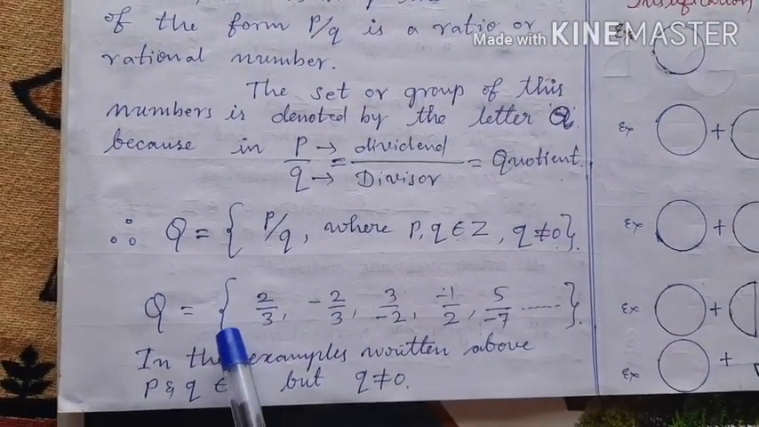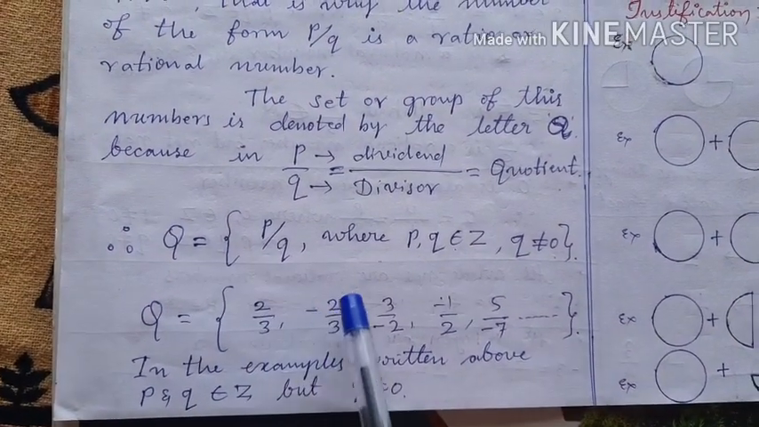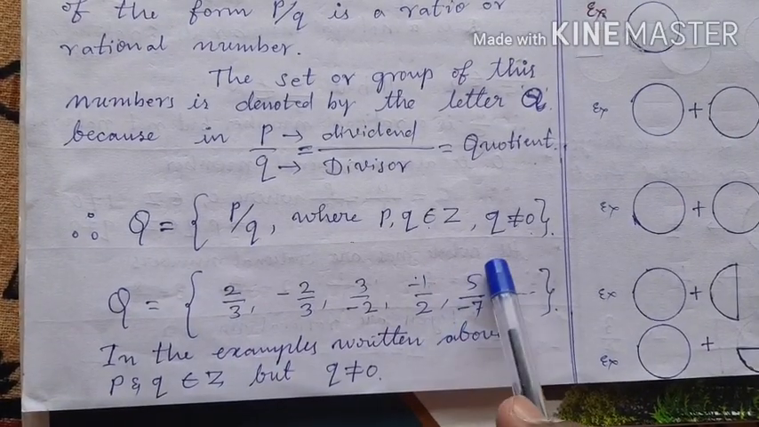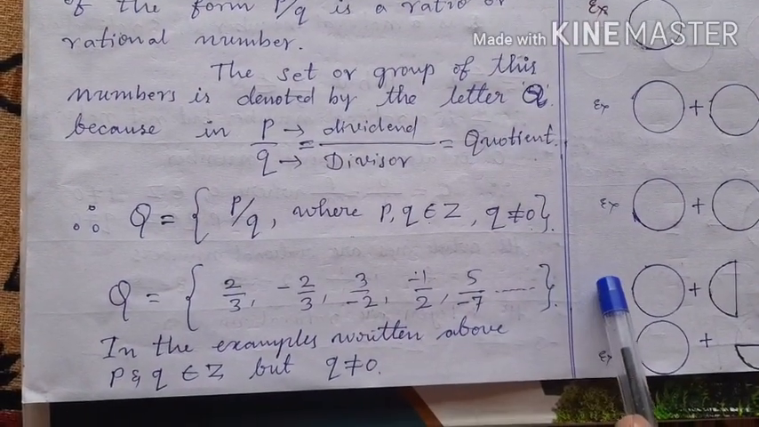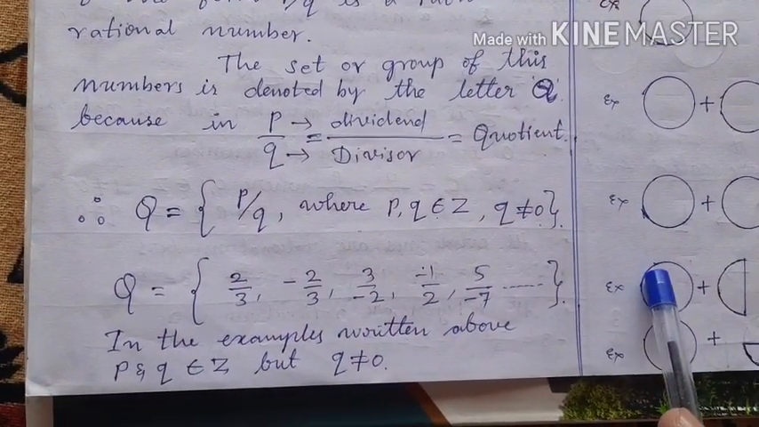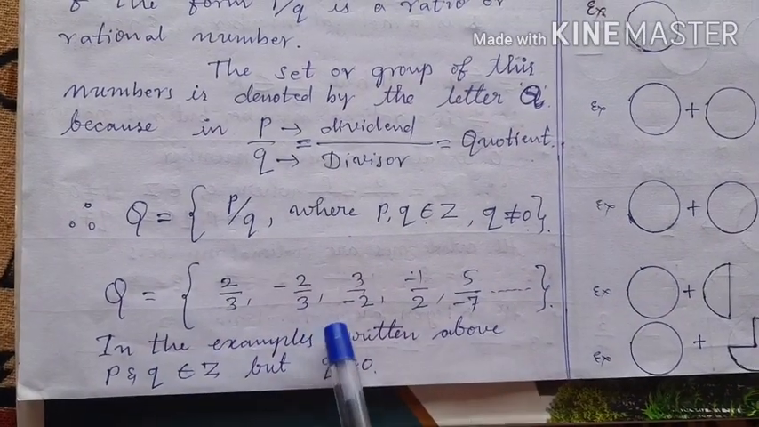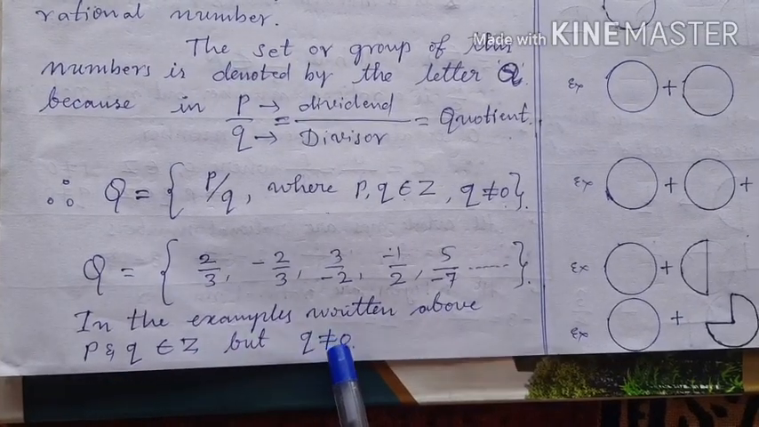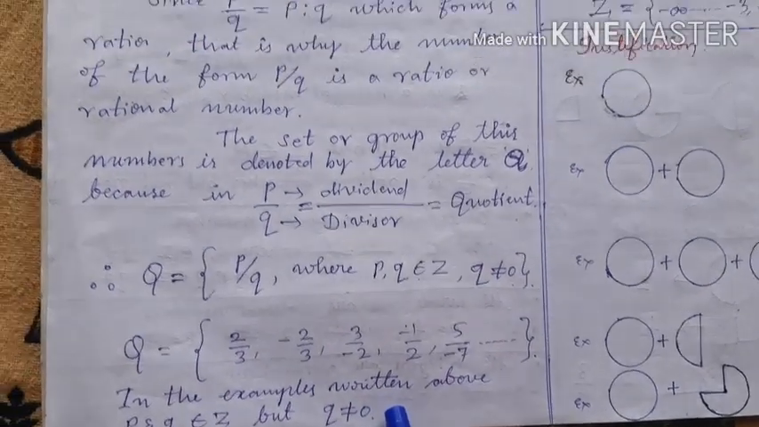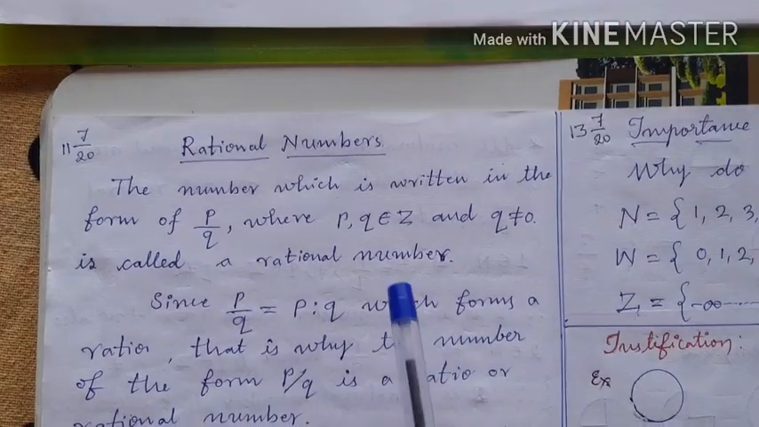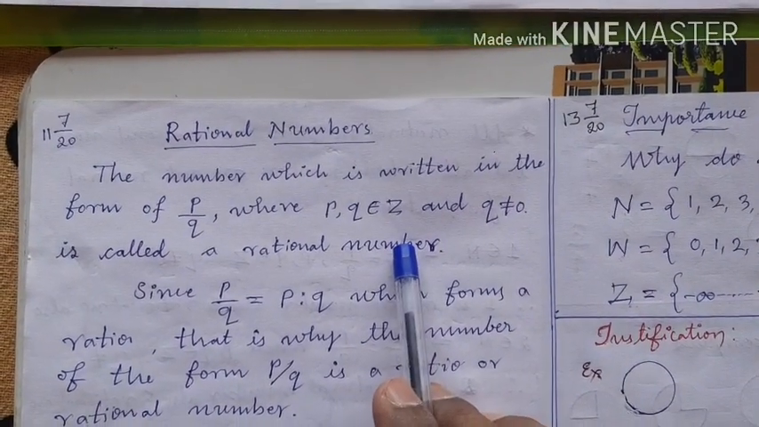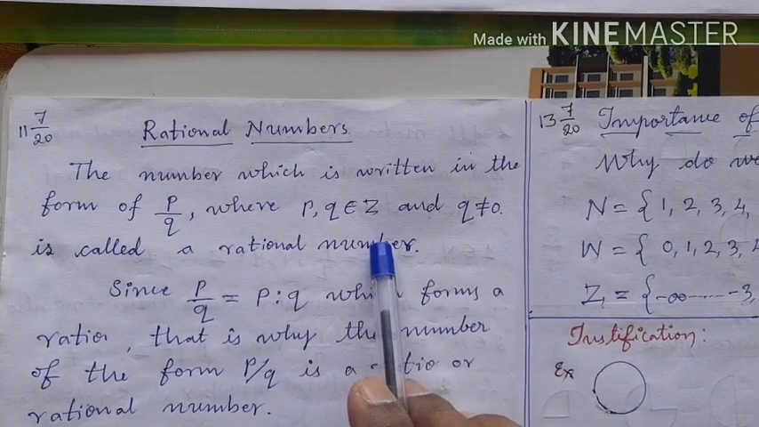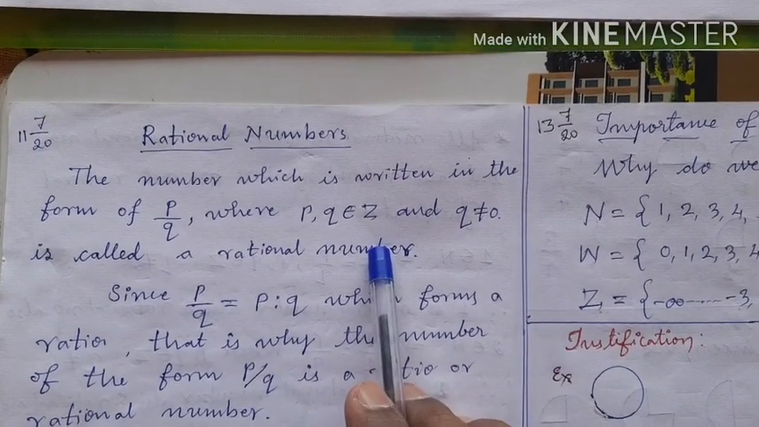Examples for rational numbers are 2 by 3, minus 2 by 3, 3 by minus 2, minus 1 by 2, 5 by minus 7, etc. In the examples written above, p and q are integers but q is not equal to 0. This is all about the rational numbers. But today children, we will learn about the irrational numbers first and then we will learn about the real numbers.